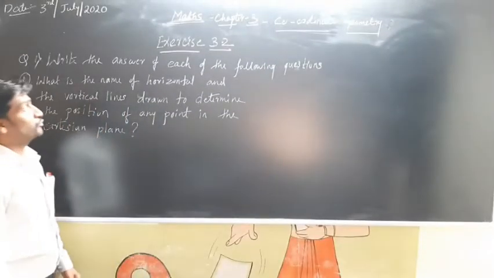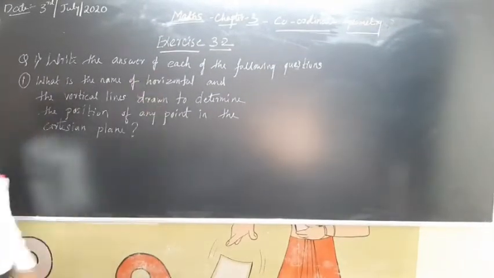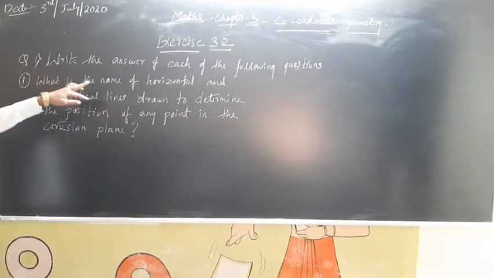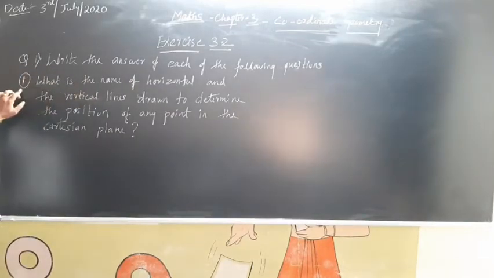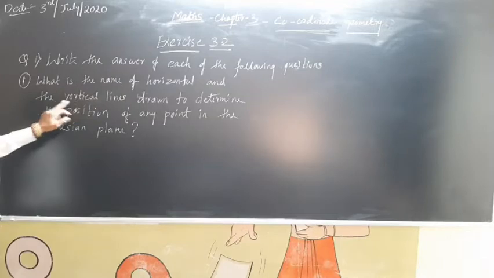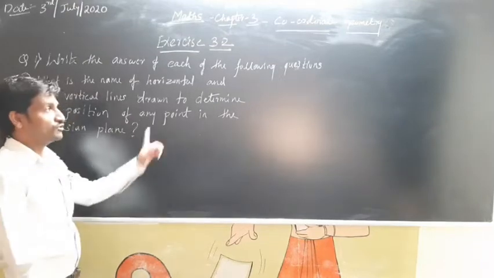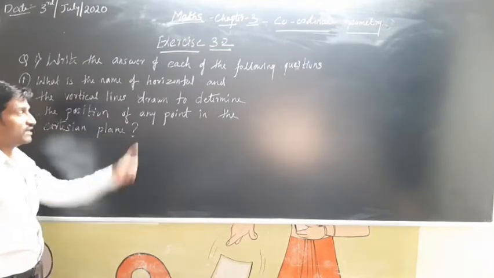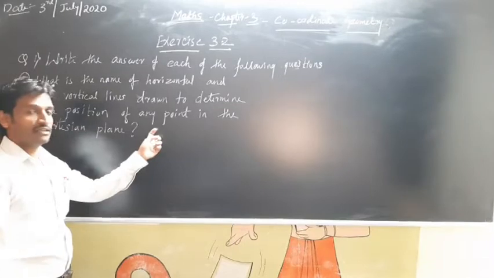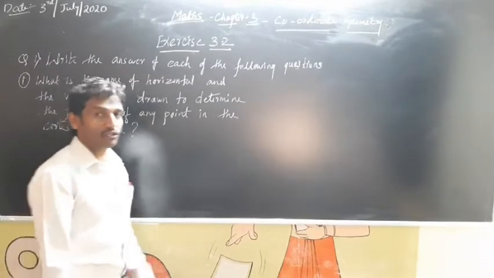Okay, let me take you to exercise 3.1. The first question is ready for you. Write the answers of each of the following questions. The first question is, what is the name of the horizontal and the vertical lines drawn to determine the position of any point in the Cartesian plane? Okay, so this is your question. So let's try to get the answer for this one. Before answering it, let me recall some points from the introduction part.